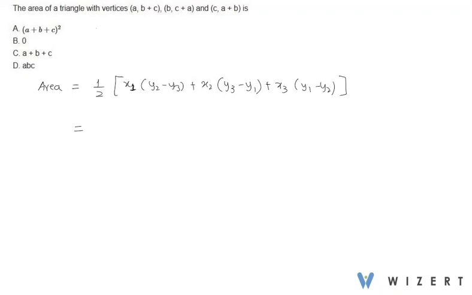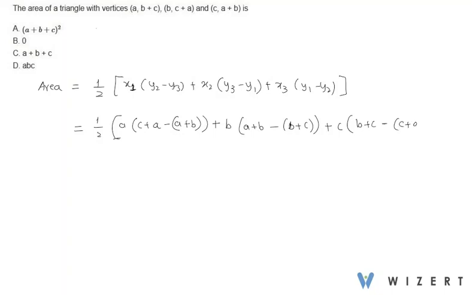So required area will be half into x1, which is a, into y2, which is c plus a, minus y3, which is a plus b, plus x2, which is b, into y3, which is a plus b, minus y1, which is b plus c, plus x3, which is c, into y1, which is b plus c, minus y2, which is c plus a.